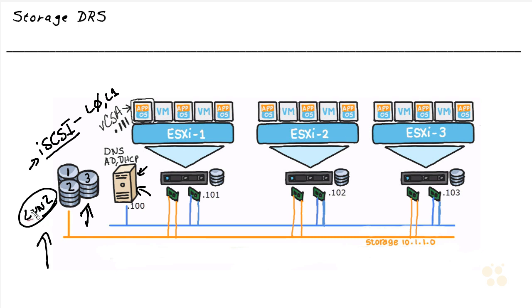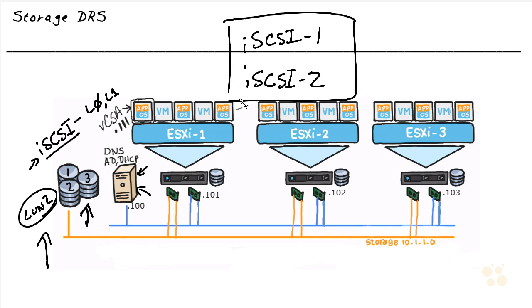So we can create a new data store. I recommend that we call it iSCSI-2. We can also rename the original data store to iSCSI-1, just for nice clean lines, and then we can put both of those into a data store cluster and then start to go ahead and use it.